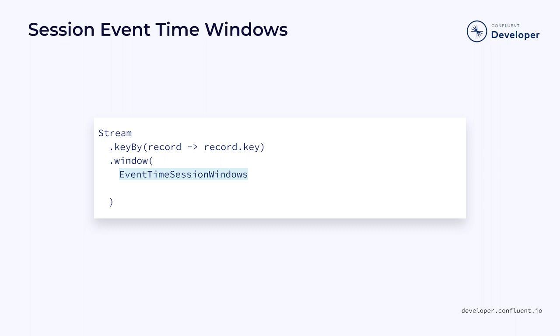These windows are based on the active periods. In other words, when we see an event, we open a new window. We terminate the window when we see a gap in the events. In this case, if we don't see any events for 10 minutes, we would end the window.